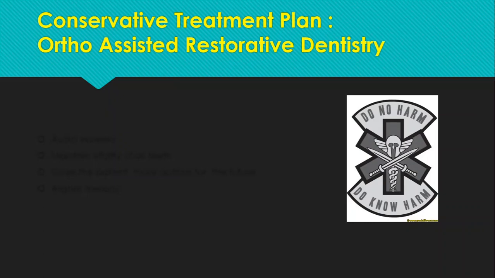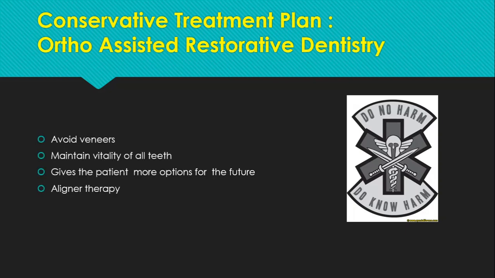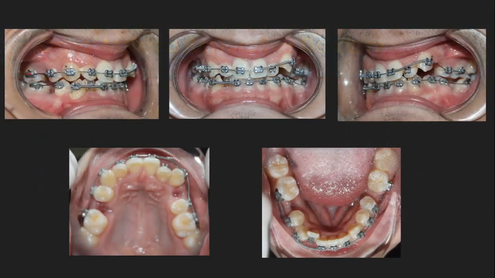So our conservative treatment plan for this patient is what we would call orthodontics-assisted restorative dentistry, wherein we will avoid veneers. We will maintain the vitality of all the teeth. We'll give the patient more options for the future and just provide him his particular needs at this point in time. To give him an option for aligners also in the future is a good option. So remember, this case has to be finished in 3 months because he's applying for that job again.